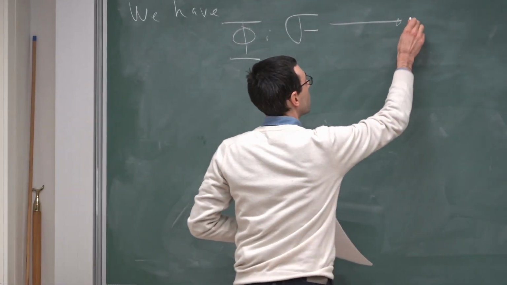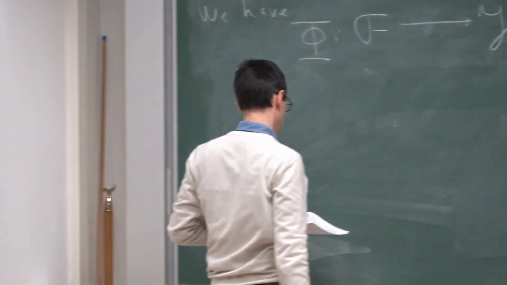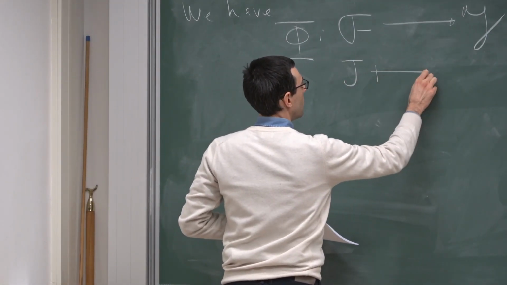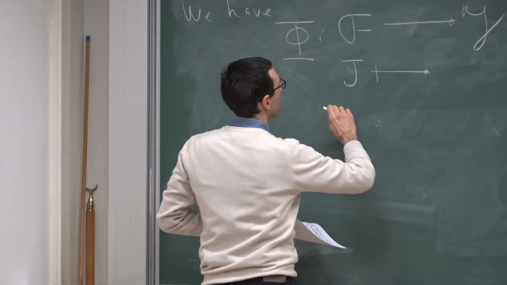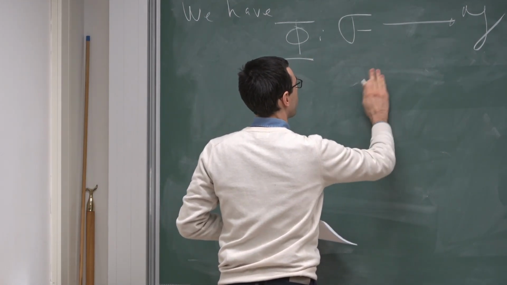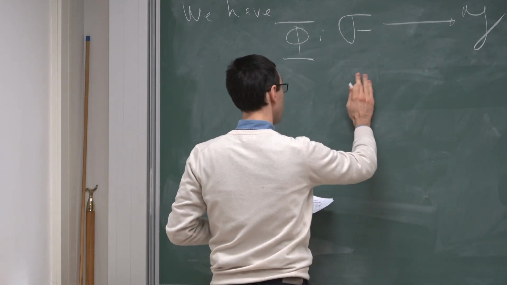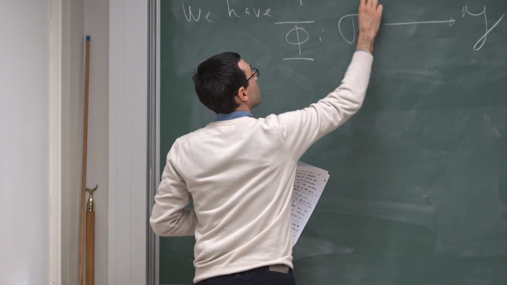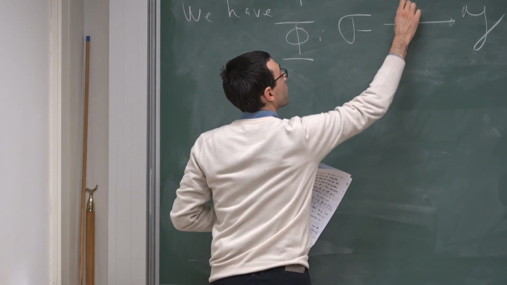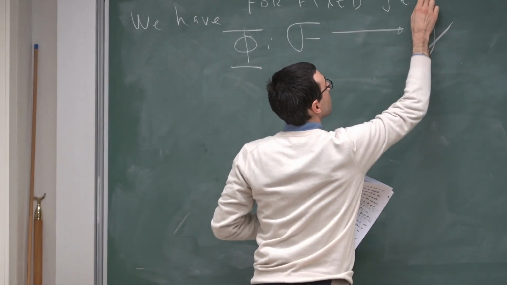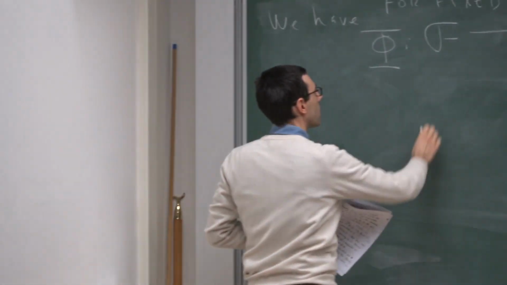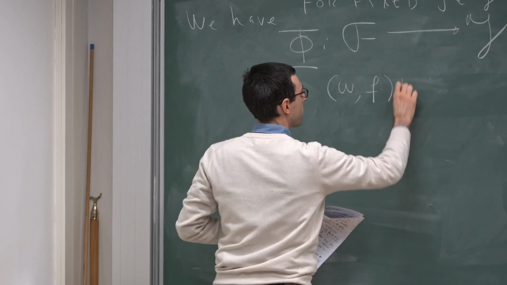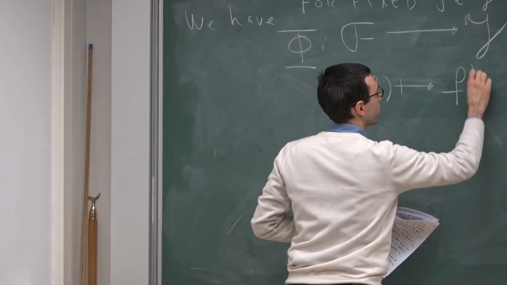This is mapped into the space of almost complex structures. And this is sending, for a fixed j here, a pair omega f. This is sent to the pullback of j.